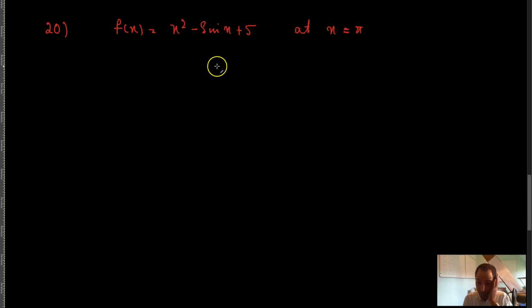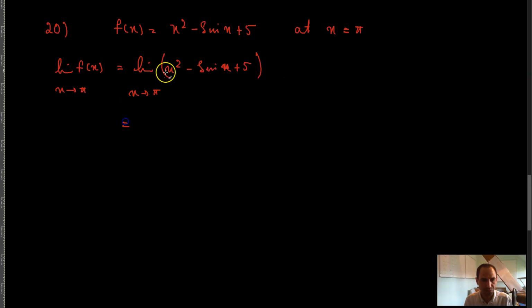So you can simply see if the function is continuous over there. You can find the limit of this function at x equals pi and the value of the function at x equals pi, and see what you will have. So the limit of f of x as x tends to pi is equal to the limit of x squared minus sine x plus 5 as x tends to pi, which is pi squared minus sine pi plus 5.